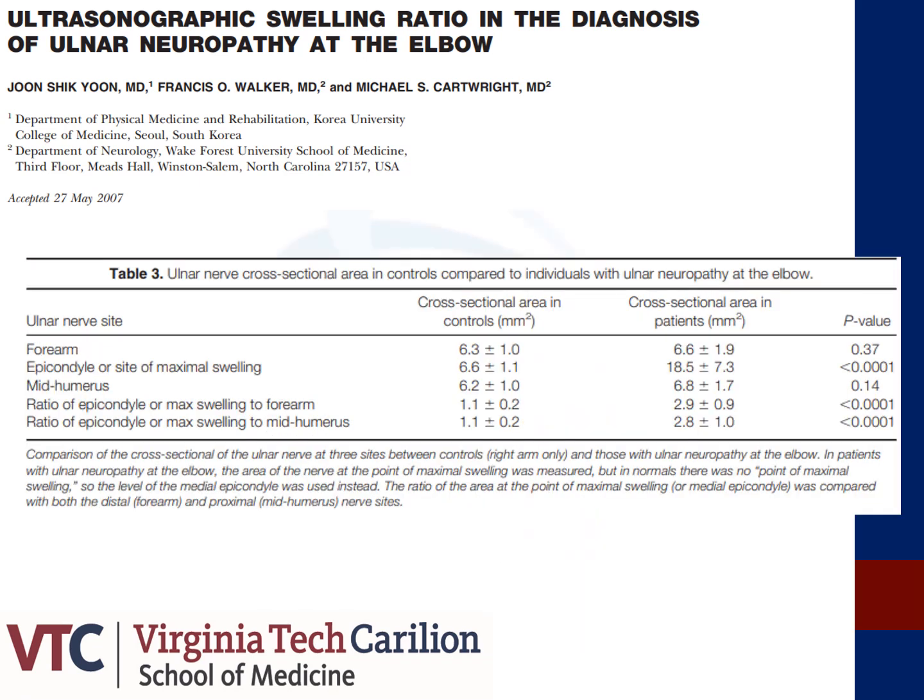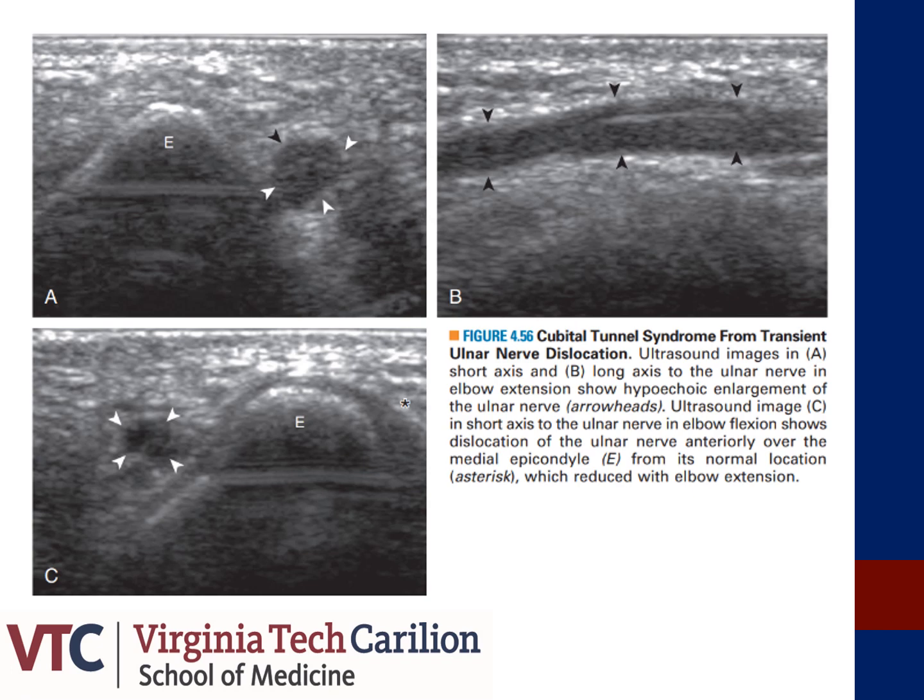When measuring the cross-sectional area at different regions within the arm, including the forearm, epicondyle, and mid-humerus, they found that there was a distinct difference in the ratio of cross-sectional area, both when comparing the forearm to the epicondyle and the mid-humerus to the epicondyle, for controls and patients. So we are able to utilize a cross-sectional area ratio of 2.8 to help facilitate our diagnosis of cubital tunnel syndrome. The images here demonstrate the ulnar nerve in both its short and long axis.